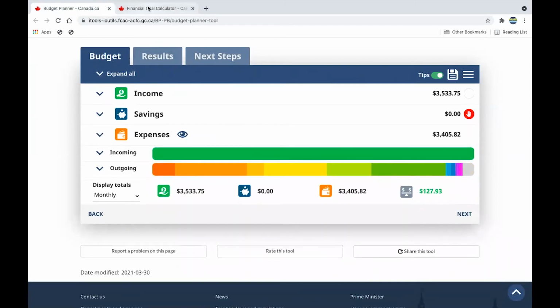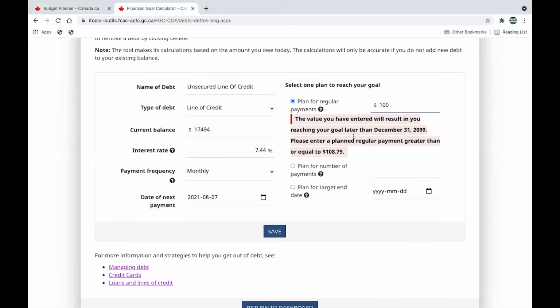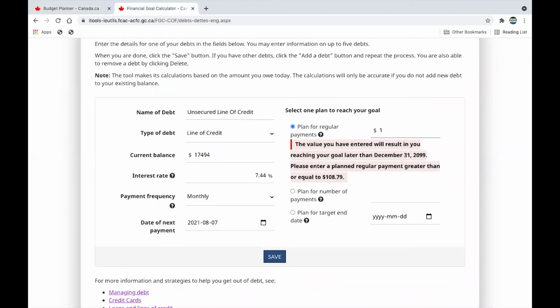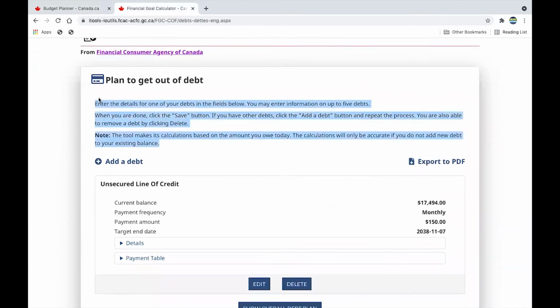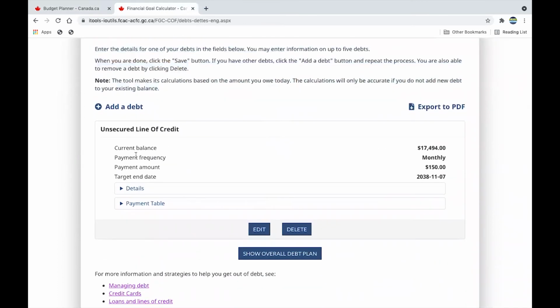So let's say we've done that and our goal is to increase our payment to 150, for example, or 200, and then we hit save. As you can see here, it gives you a breakdown. It's telling you that your unsecured line of credit current balance is 17,494, and the payment you're going to be putting down every month is 150, and the target end date is 2038, and this is 2021. That is a long time, right?